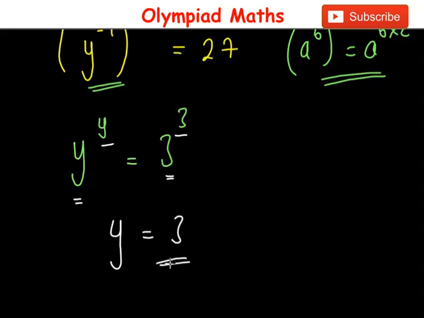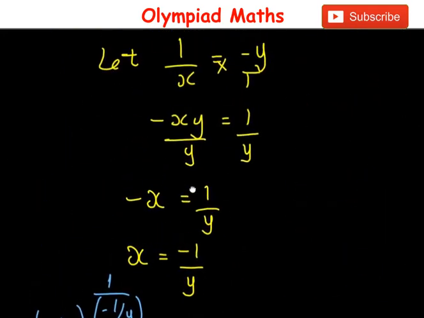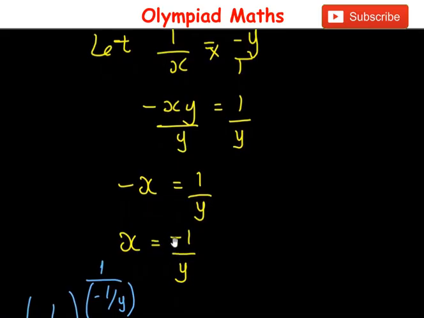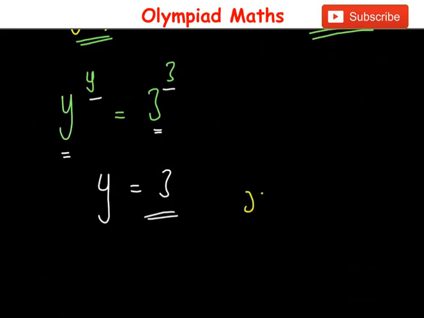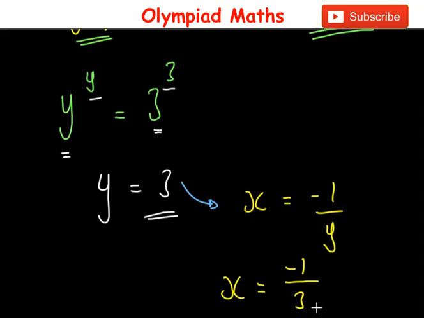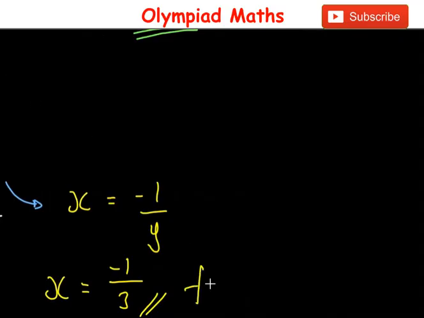With this, we have gotten the value of y, but the goal is to get the value of x. Recall that x is equal to minus 1 over y. With this, input the value of y into this equation. We have that x is equal to minus 1 over 3, since y is now 3. With this, we have the final answer to the value of x. So this is the final answer for the value of x.